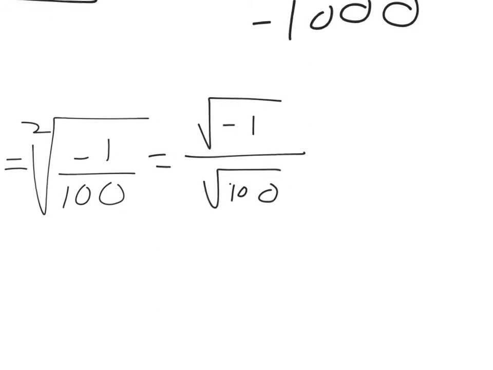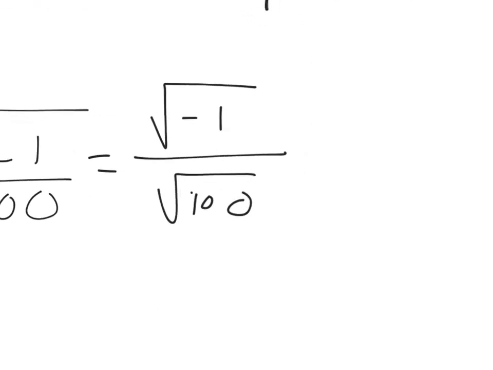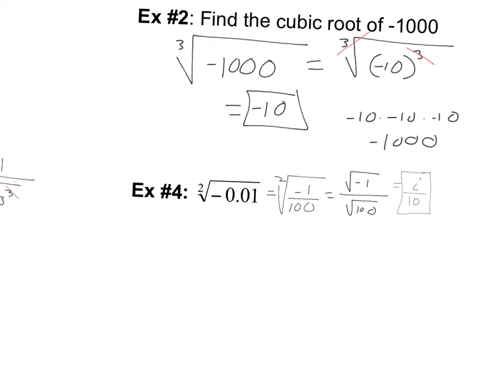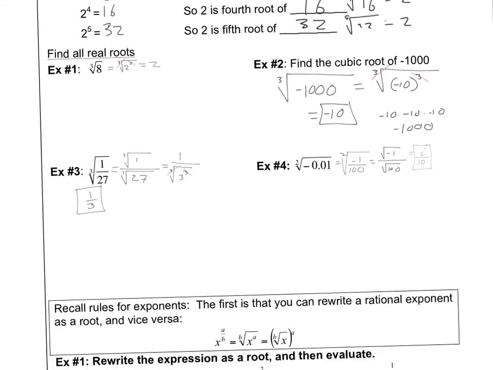Okay, well now this is suddenly a little bit easier to deal with, because we've actually done this before. We did this in class. The square root of negative 1, we said that's the same thing as just i. And the square root of 100, that's easy. That's just 10, because 10 times 10 equals 100. And so that would be that one simplified. Okay, that was just some review.